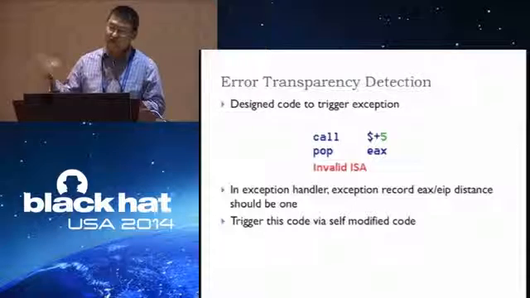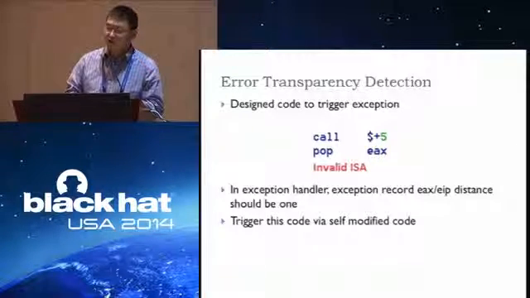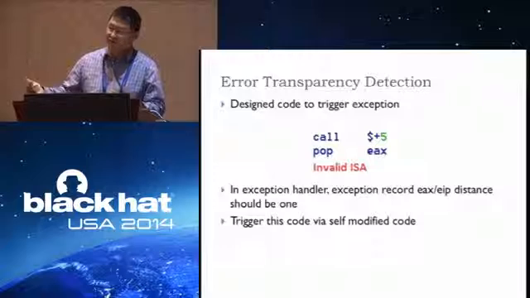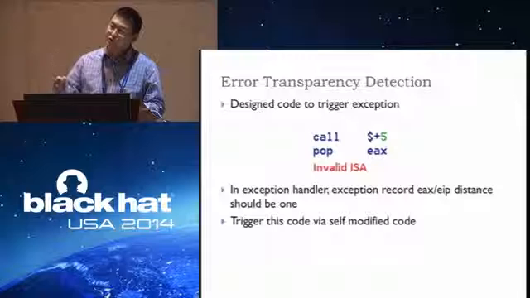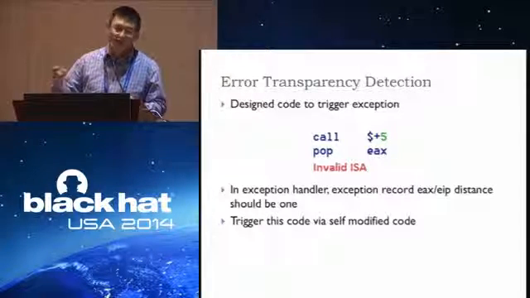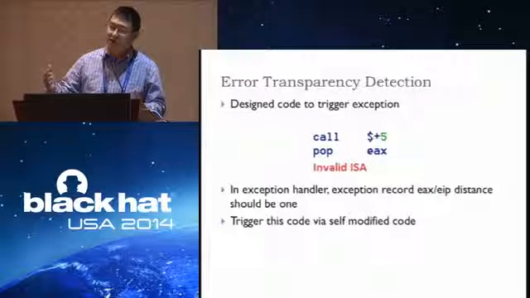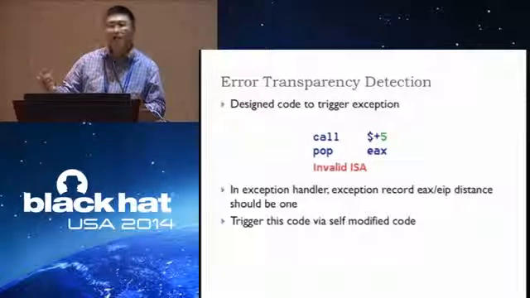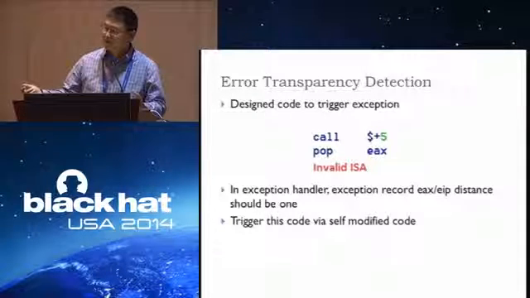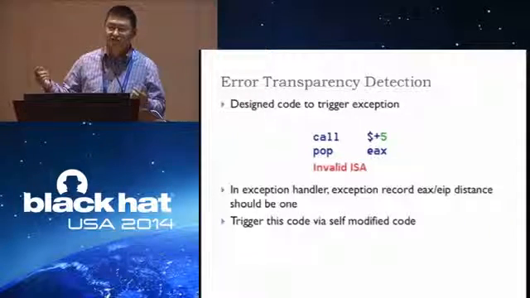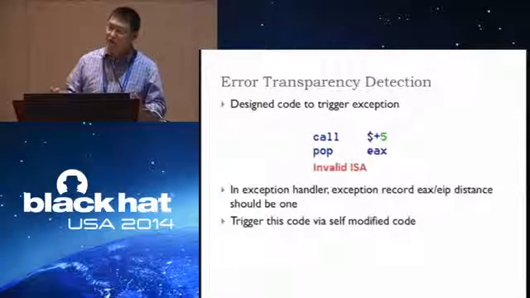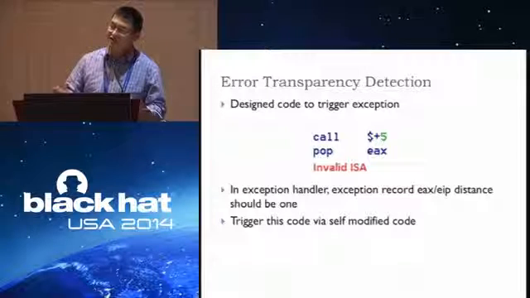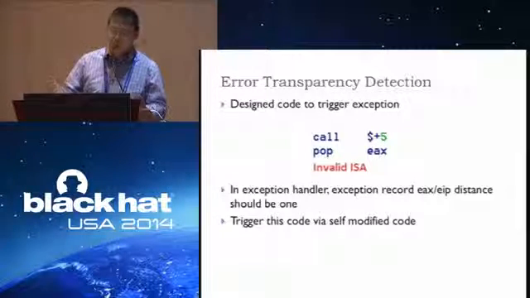This is very typical code to get the current EIP address: call the next instruction, then pop EAX. At that time, EAX keeps the current EIP address. If you put an invalid instruction there, you will see the exception happen. If you put that within a try-catch block, you will get the exception record, right? At that time, you will see the distance between EAX and EIP should be 1, because this is a specially designed case. This one you can only trigger with self-modified code, because this is the bug from DynamoRIO in self-modified code.